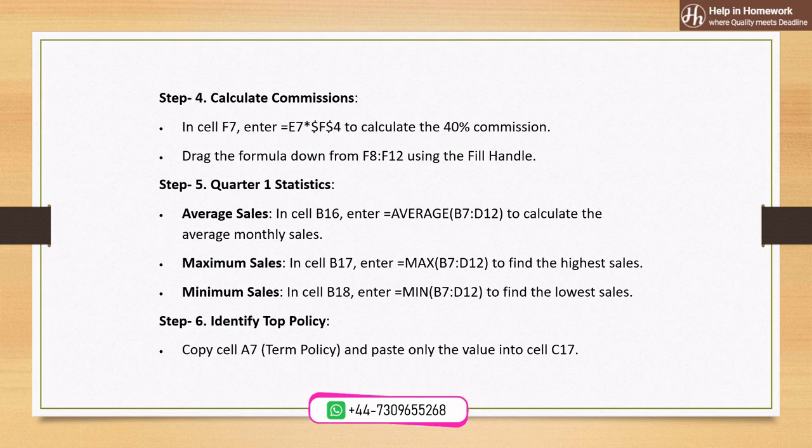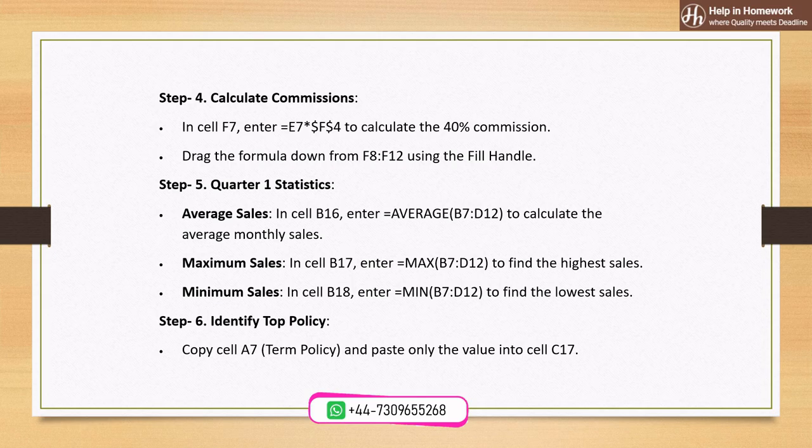Step 5. Quarter 1 statistics. Average sales: in cell B16, enter =AVERAGE(B7:D12) to calculate the average monthly sales. Maximum sales: in cell B17, enter =MAX(B7:D12) to find the highest sales. Minimum sales: in cell B18, enter =MIN(B7:D12) to find the lowest sales.